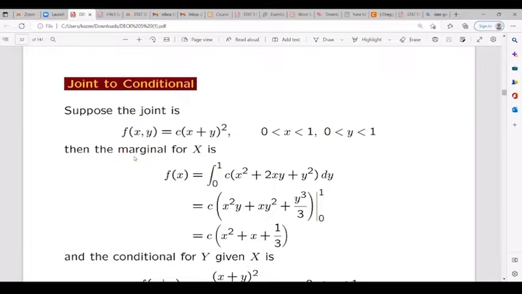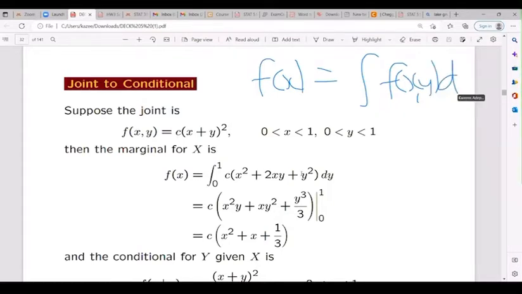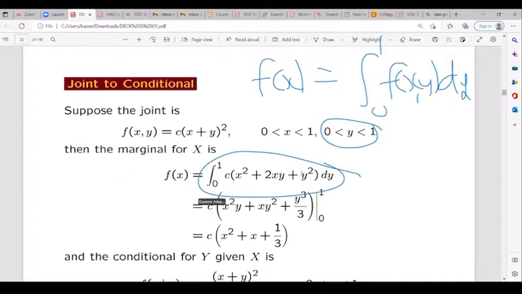Okay, you have f of x and y. They ask you to get marginal. Of course, what are you using here, right? You know, f of x will be equal to integral f of xy dy. Then you're going to use the range of y, 0 to 1. That's what you're doing here. Okay, and what happened here? There's a c, right? You want to find c, right? How will you find c?